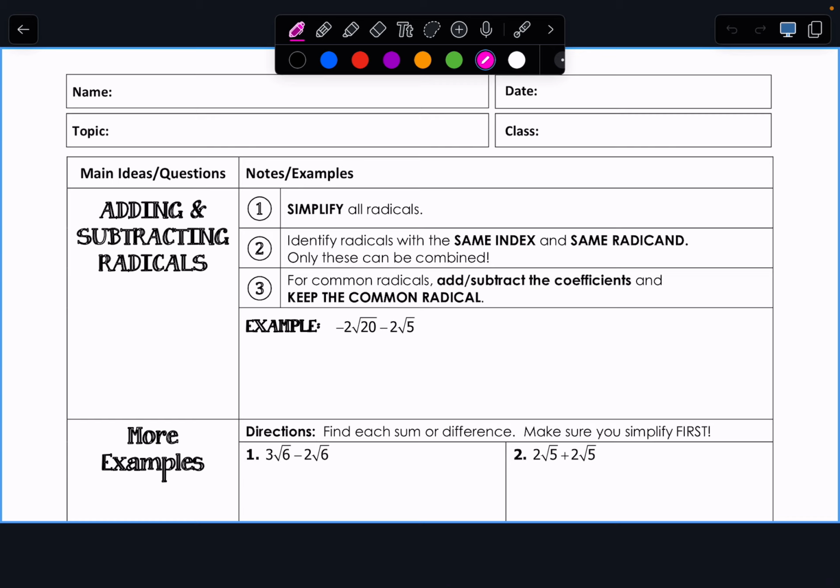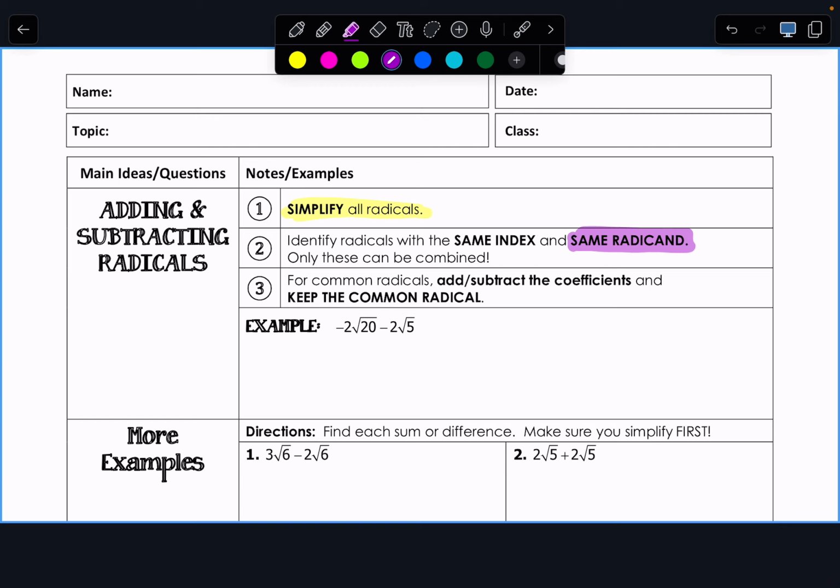So our goal today is to take our radical expressions and talk about adding and subtracting with them. If we are going to add or subtract, first of all, always, we're going to have to check, are my radicals simplified? Once we have simplified radicals, then we can look for radicals with the same index. We're only working with square roots, but we need to have the same radicand. That number underneath the radical has to be the same before we can add or subtract.